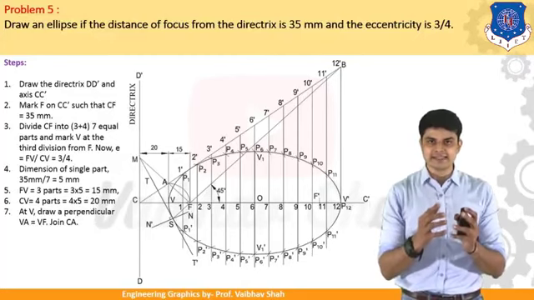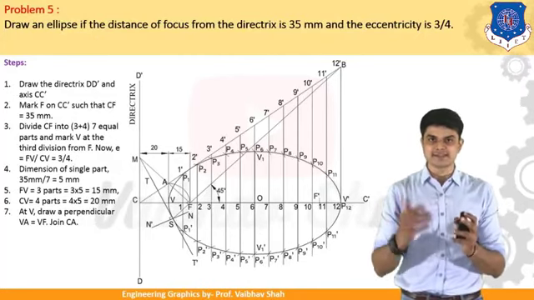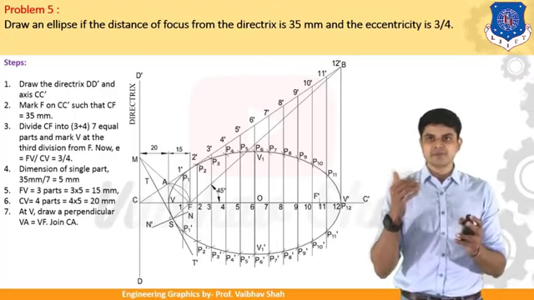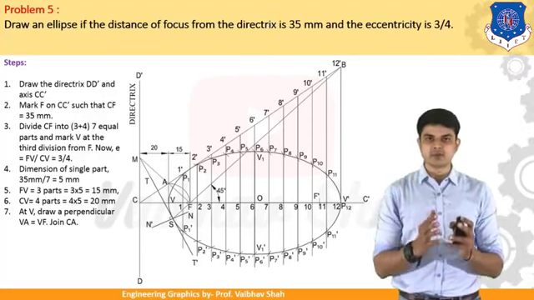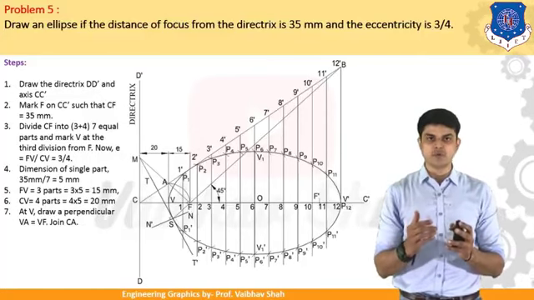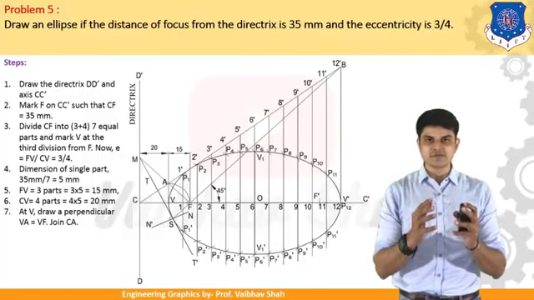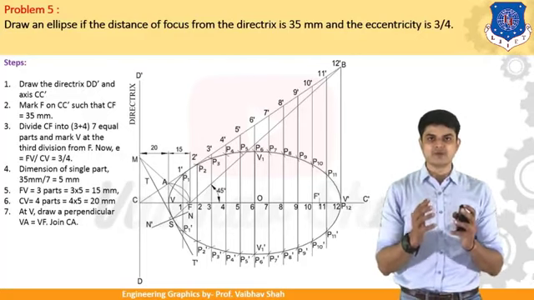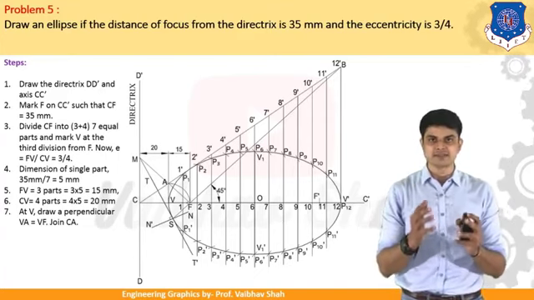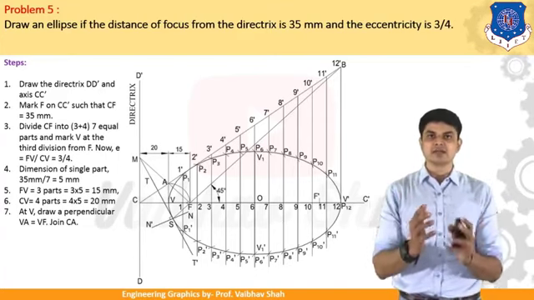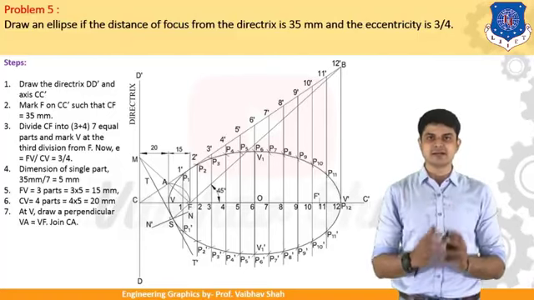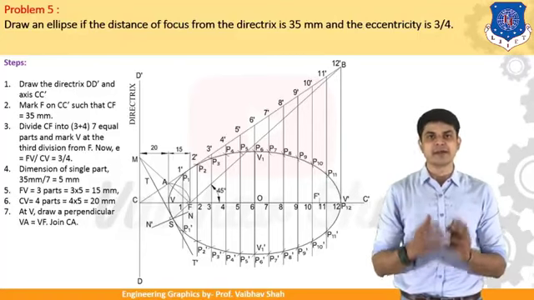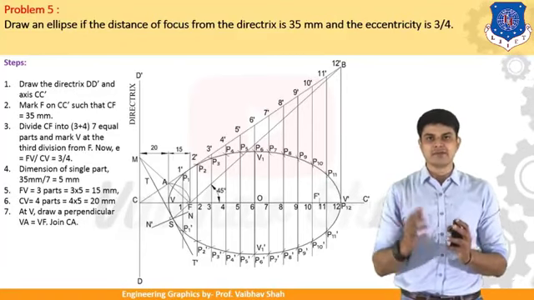So that means we have eccentricity E equal to FV, focal to vertex distance, divided by vertex to directrix distance, which is FV divided by VC, equal to 3/4. So here 3 and 4. We will be having total divisions of the line equal to 3 plus 4, which is 7. Our line length is a 35 mm line, because the distance between focus and directrix is 35 mm. So we should divide this 35 mm line in order to get your focus point, vertex point and your point on directrix by the given ratio 3/4.